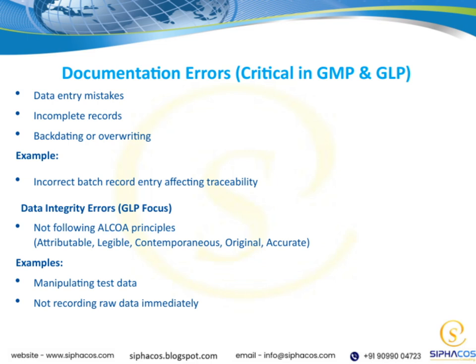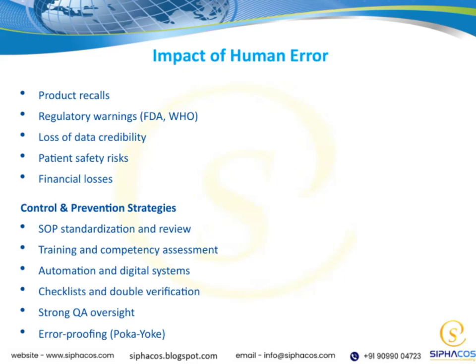Let's talk about the impact of human error in our industry. When mistakes happen, the consequences can be quite serious. For example, product recalls are a direct result of errors, and these not only affect the company's reputation, but can also put patients at risk. Regulatory warnings from agencies like the FDA or WHO can follow, which can be costly and damage trust.